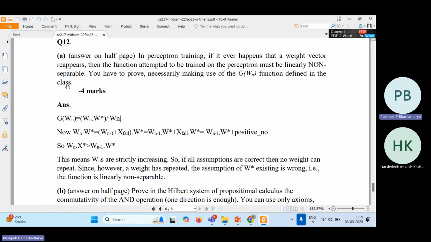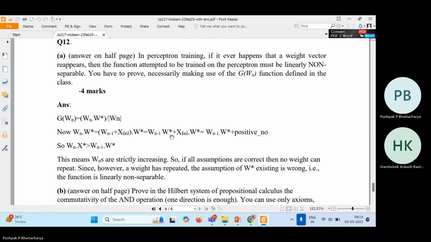Okay. Now GWN, you remember, was defined as Wn.W star divided by mod of Wn. Now you can create GWN only if the function is linearly separable. Otherwise, W star does not exist. So the moment you use GWN, you're assuming that the function is linearly separable. You're using W star. Now Wn.W star is Wn plus 1 plus x fail dot W star, Wn minus 1 dot W star plus x fail dot W star. Now x fail dot W star is strictly positive.